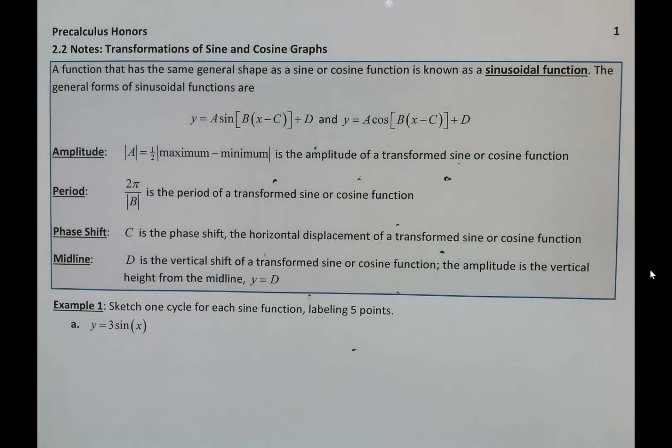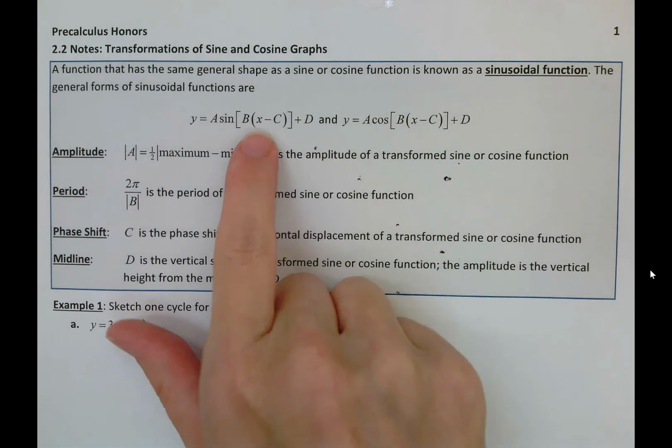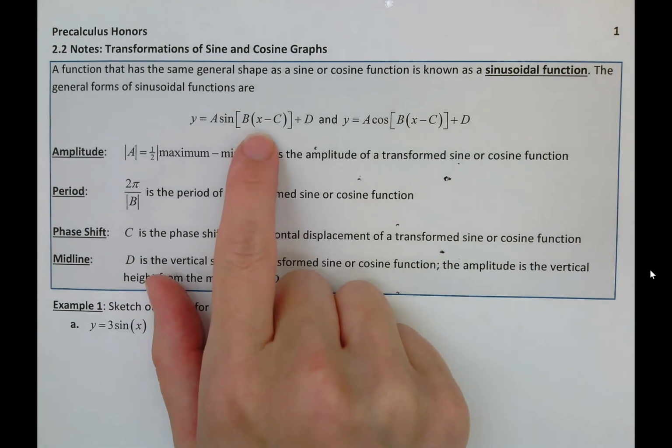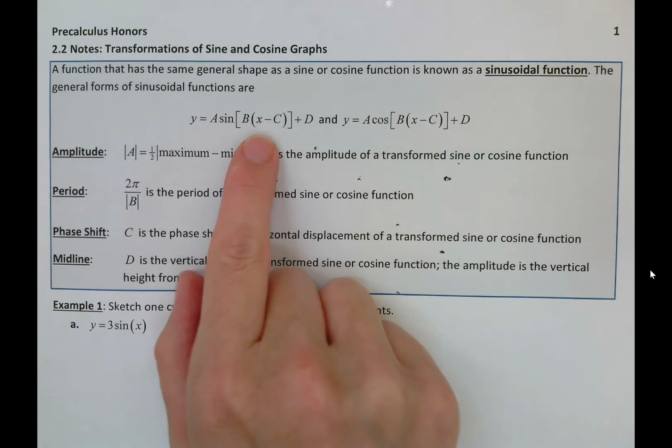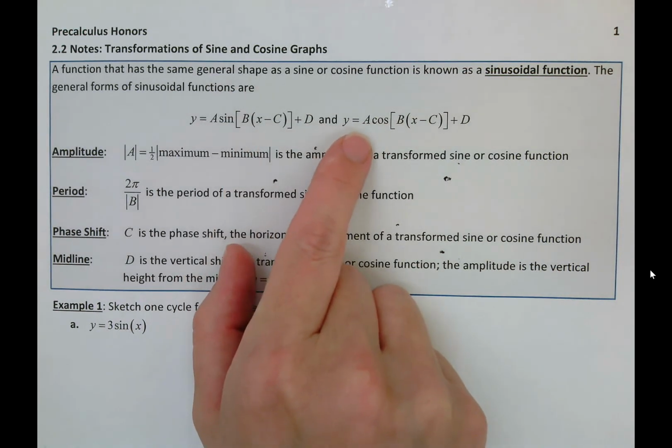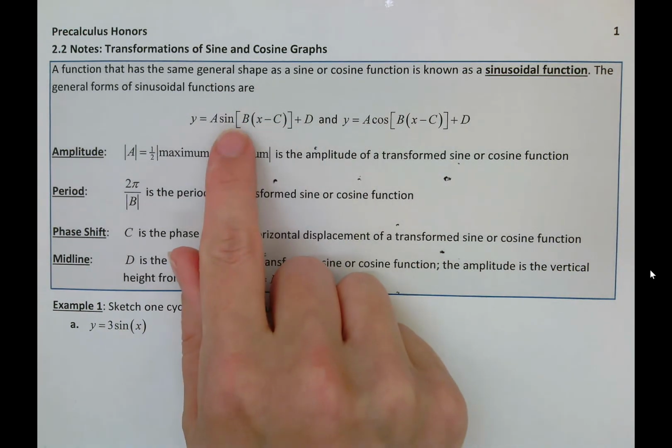So first of all, a function that has the same general shape as a sine or cosine function is known as a sinusoidal function. And the general forms of these sinusoidal functions look like this, where a, b, c, and d are all the different transformations that we're going to see. So we have sine and we have cosine. So the first thing we have is a.